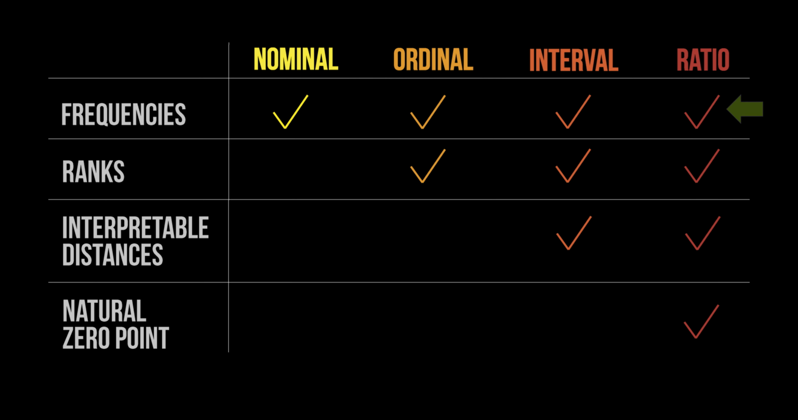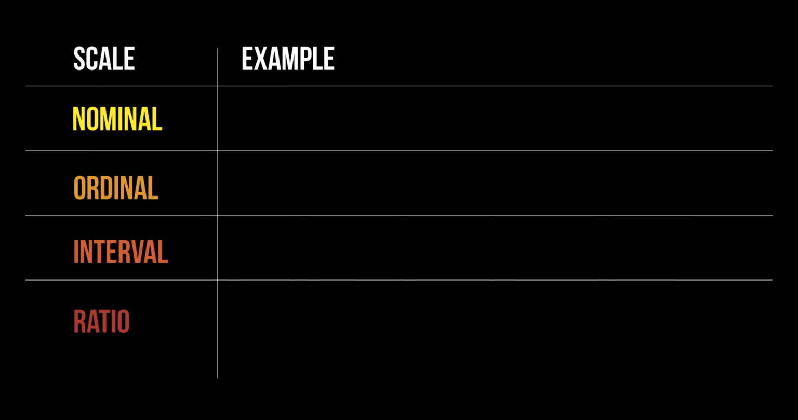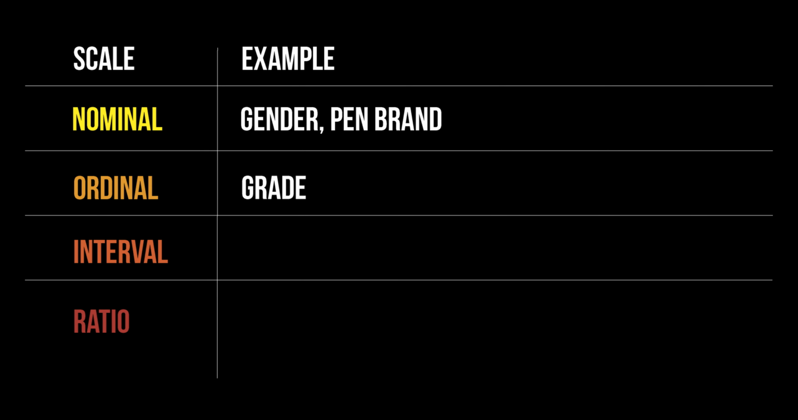These 4 scale levels and their respective main characteristics can be explained quite well using an example. Students in a class are writing a paper. Nominal variables here would be, for example, the gender of the students or the brand of pen used to write the paper. Only the frequency of occurrence can be measured or counted here. An ordinal scale in this example would be the grade achieved. Here you can count the frequencies again and create a ranking at the same time.